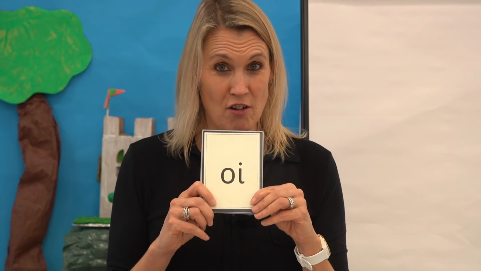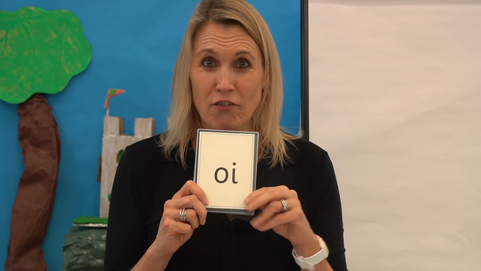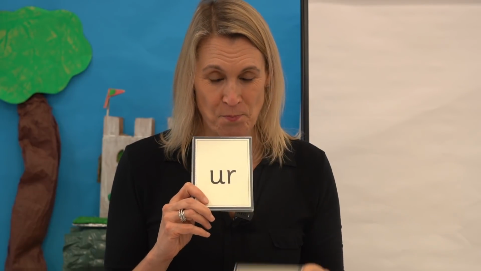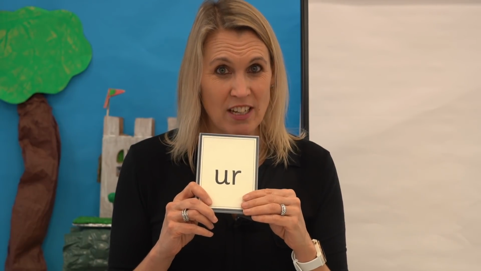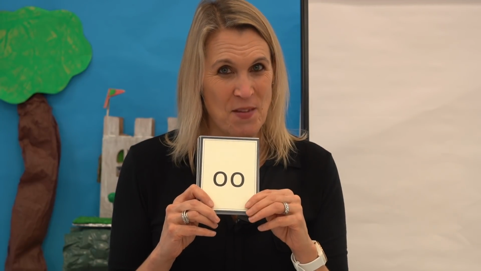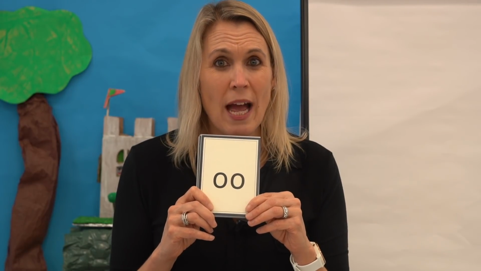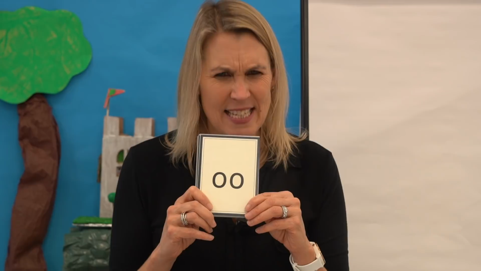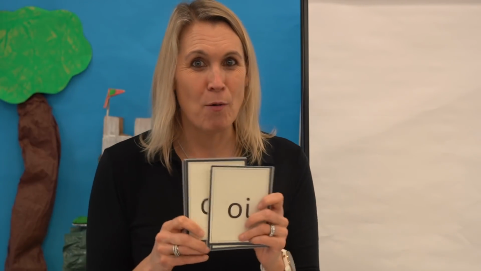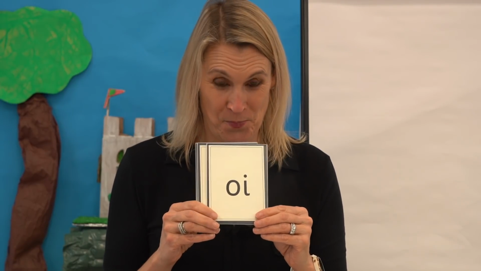This first card says oi. It is a digraph. 2 letters, 1 sound. This digraph says... Remember this card? This one makes 2 sounds, oo and oo. See if you can remember to say them both. Now it's your turn. Are you ready? Off you go.